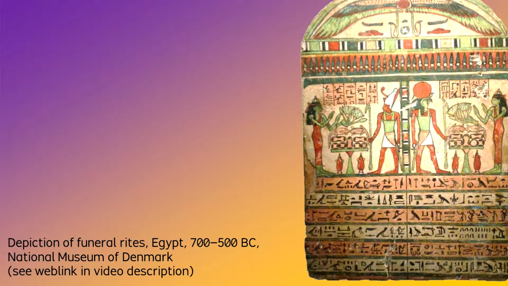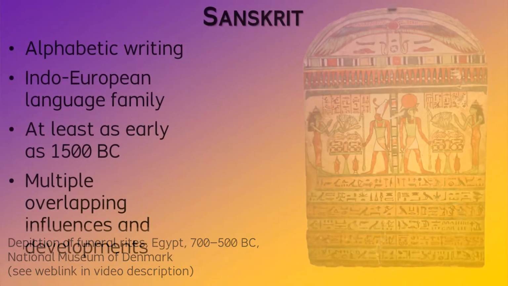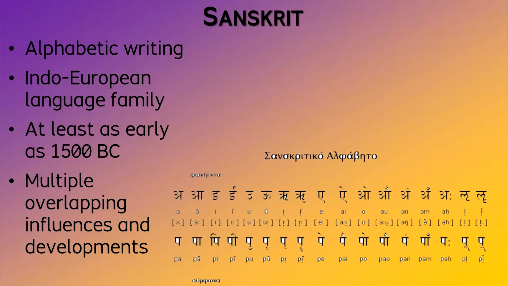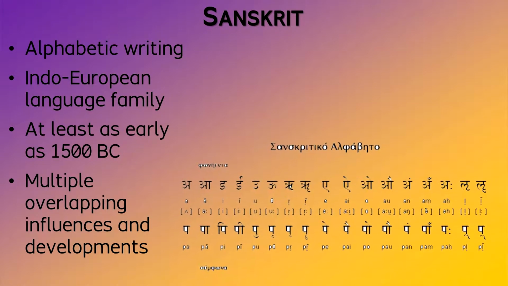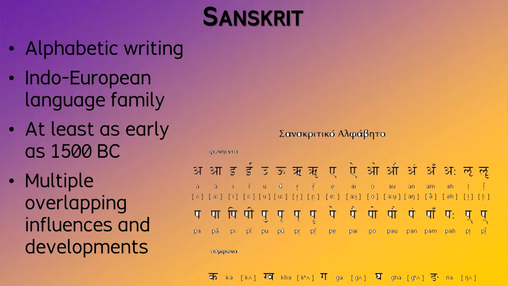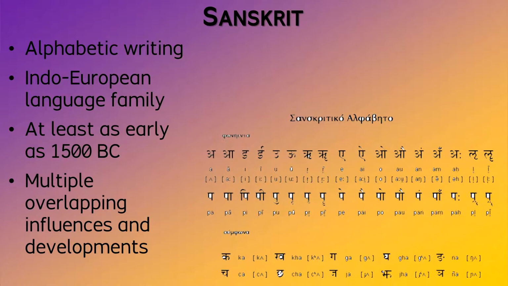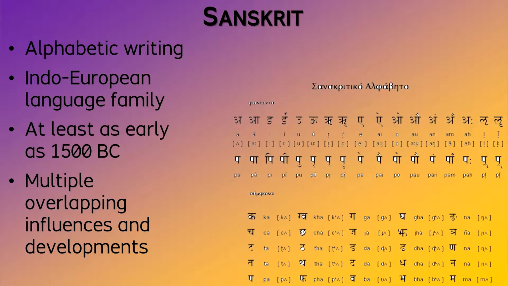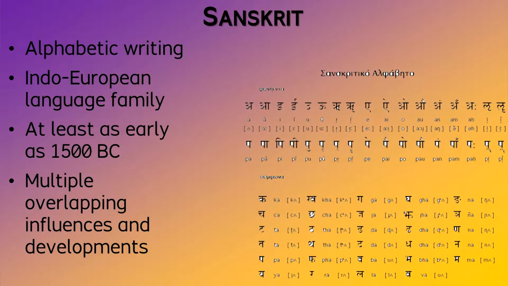Among the oldest known alphabetic writing was Sanskrit, documented at least as early as 1500 BC in parts of India. Sanskrit primarily is alphabetic, although it involves some syllabary elements.